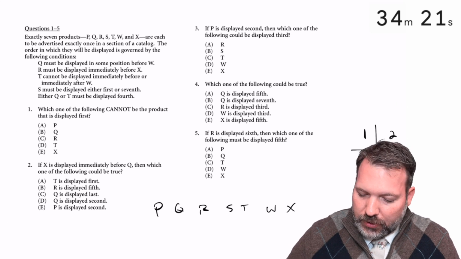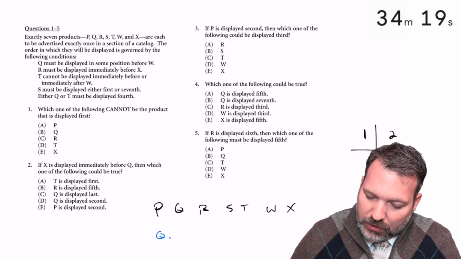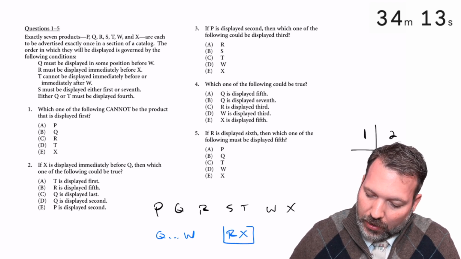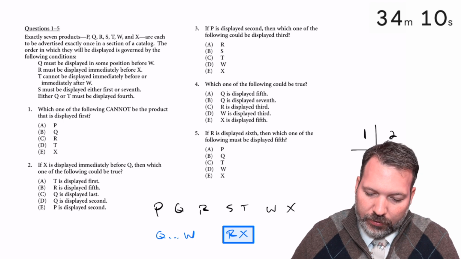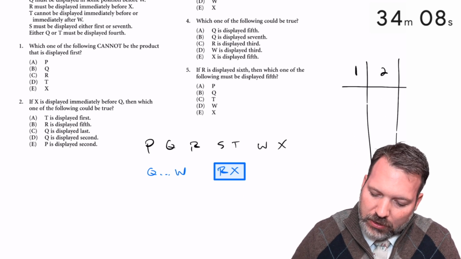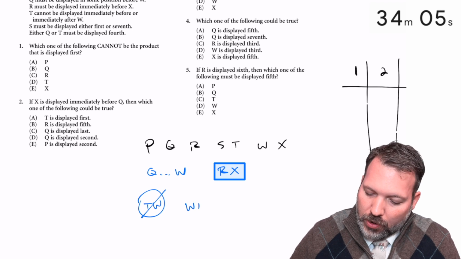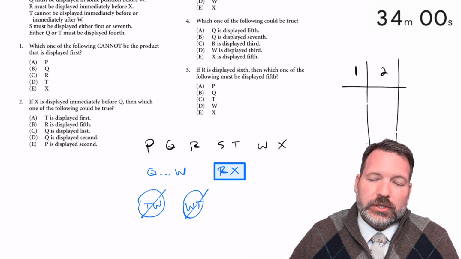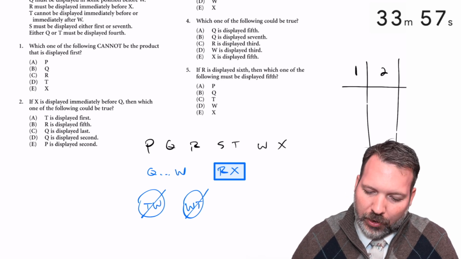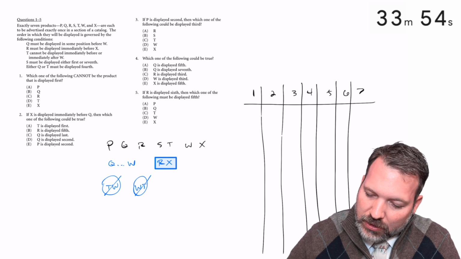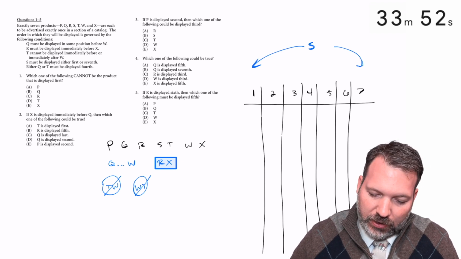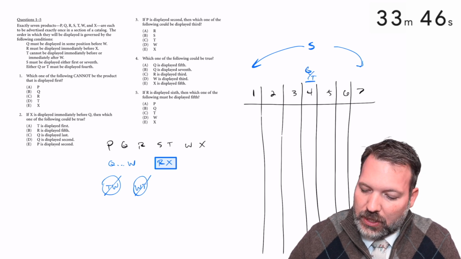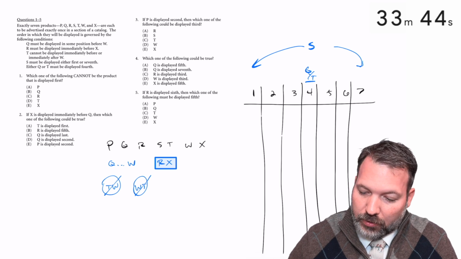And our clues, let's go ahead and symbolize our clues. Q must be displayed sometime before W. R must be displayed immediately before X, so we have a block clue there. T cannot be displayed before or after W, so I'm just going to set that up both directions. I don't want to worry about order just yet. S must be displayed either first or 7th. Let's get that right on the diagram. And same thing, either Q or T must be displayed 4th. So let's put that right on the diagram.